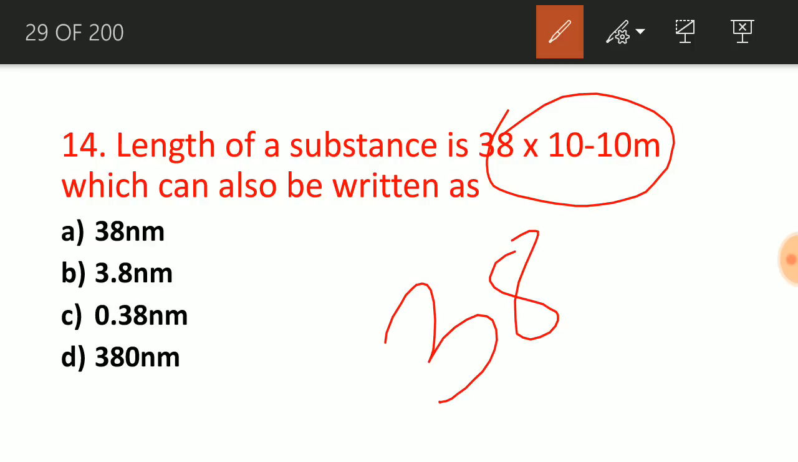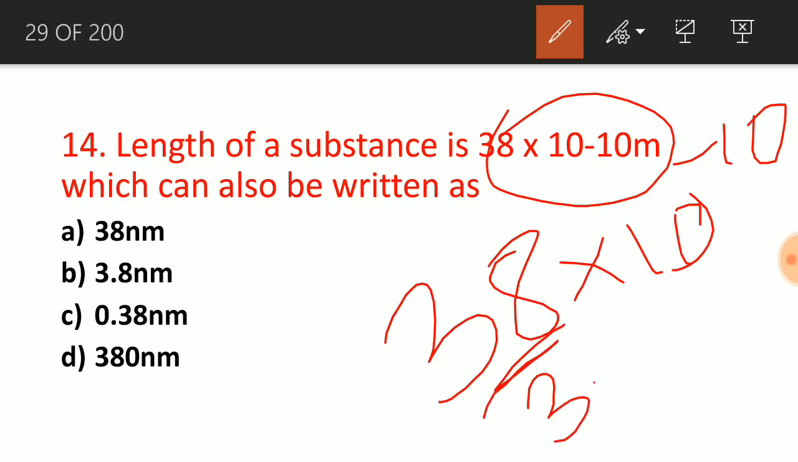Length of substance is 38 into 10 to the power minus 10. Then we need to convert this into nanometer. I can write this 38 as 3.8 into 10 to the power 1, and if I arrange this, then I will get 3.8 into 10 to the power minus 9. This 10 to the power minus 9 is called nanometer.